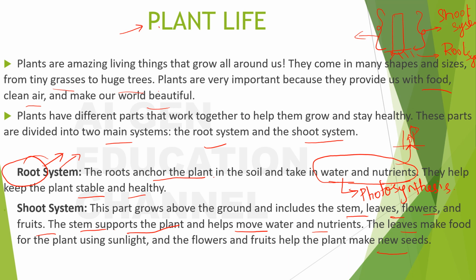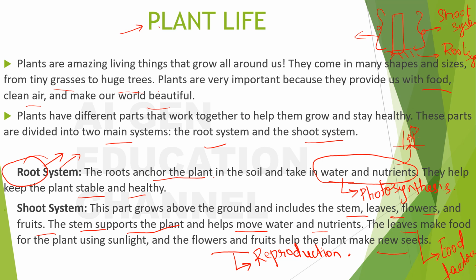And what do the leaves do? What is the main function of the leaf? It is the food factory. It means it makes food for the entire plant. So it's very important to have it. And how about the flowers and fruits? They help in reproduction, right?